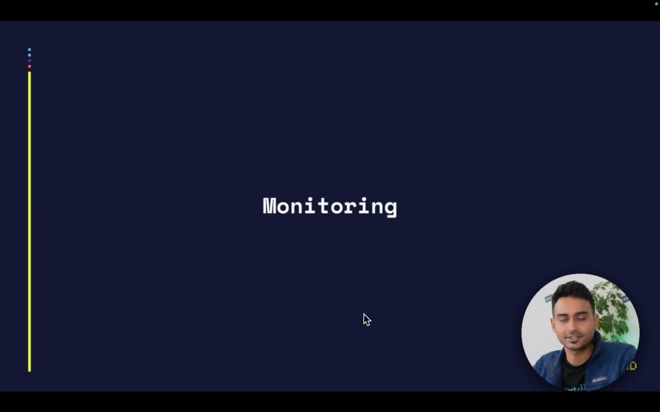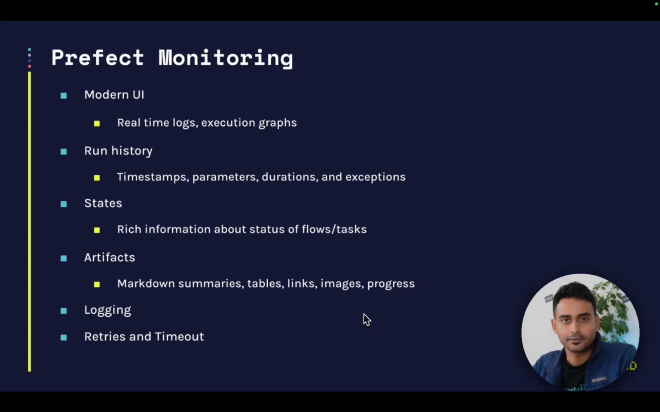In this last section, we'll look at monitoring features offered by Prefect. We'll go through all the features available for us in the Prefect UI and see how we can view the run history of our flow runs. We'll briefly talk about states and artifacts and see how we can use Prefect's logger. And lastly, we'll implement retries and timeout in our task function.